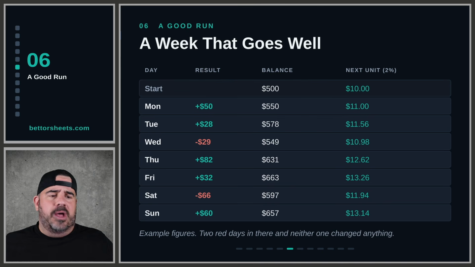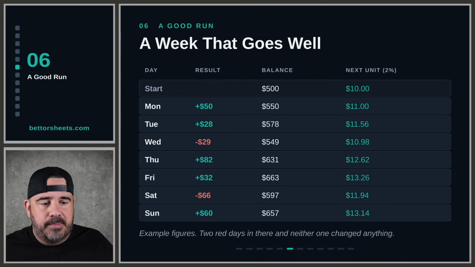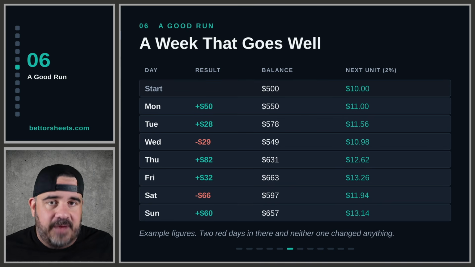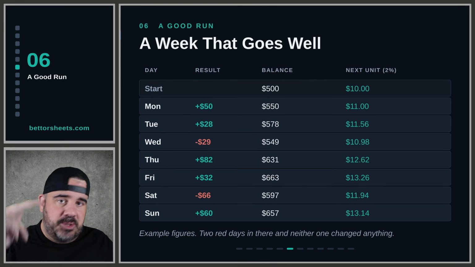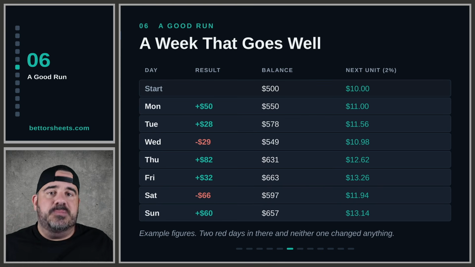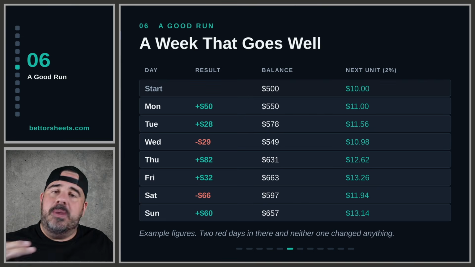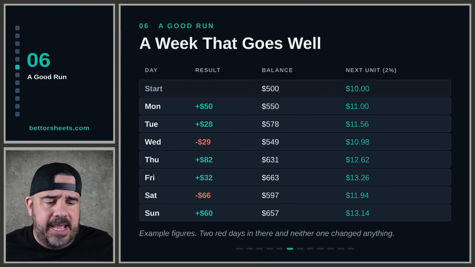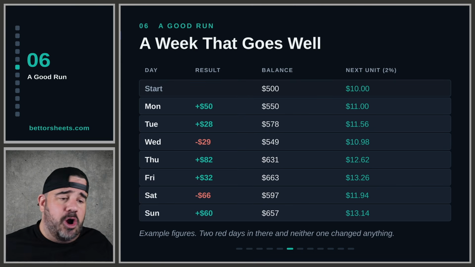But then Wednesday rolls around. Oh no, we had a red day. We lost some money. Now our bankroll balance is only 549. It reduced it automatically because now we're only at 1098. You see how it goes up and down automatically? It's beautiful that way. Thursday, we bounced back, had a great day, great, beautiful day, $82. Now we're at 631. Our bankroll unit is now up to 1262 per play.